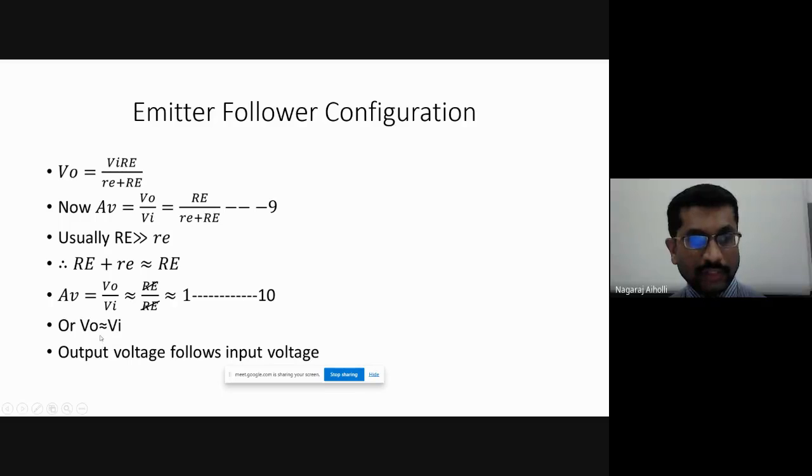Therefore, what we can say here is that the output voltage is equal to the input voltage approximately, or the output voltage follows the input voltage. What is the meaning of following? Following means the output voltage equals the input voltage, or we say that the output voltage follows the input voltage. Like this, we have found the equation for the voltage gain, which is approximately equal to 1 for the emitter follower configuration. Clear here?